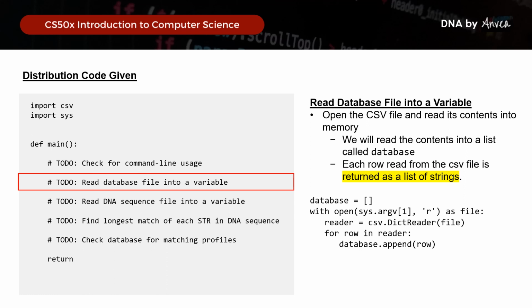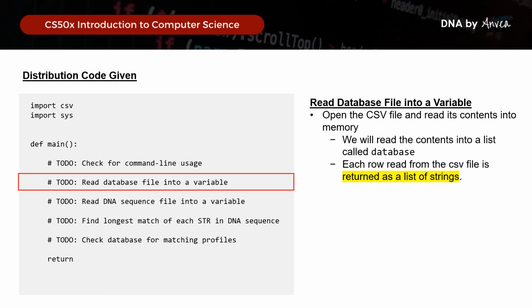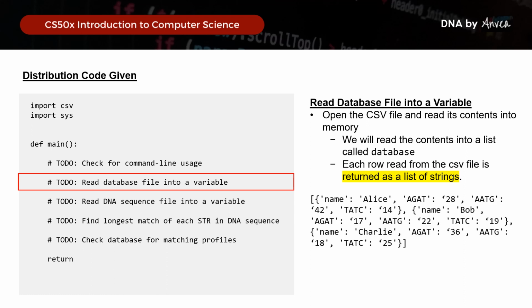into our list. So when we successfully read the database into memory, and if we were to print the database that we have, this is what you can see, where we have Alice and her respective STR counts, followed by Bob and his respective STR counts, and so on for Charlie. Do note that each row read from the CSV file is returned as a list of strings. You can see this in the database file below, where all items that we have read from the file into memory have inverted commas to show that they're stored as strings. This is very important because we'll be taking reference to this later.